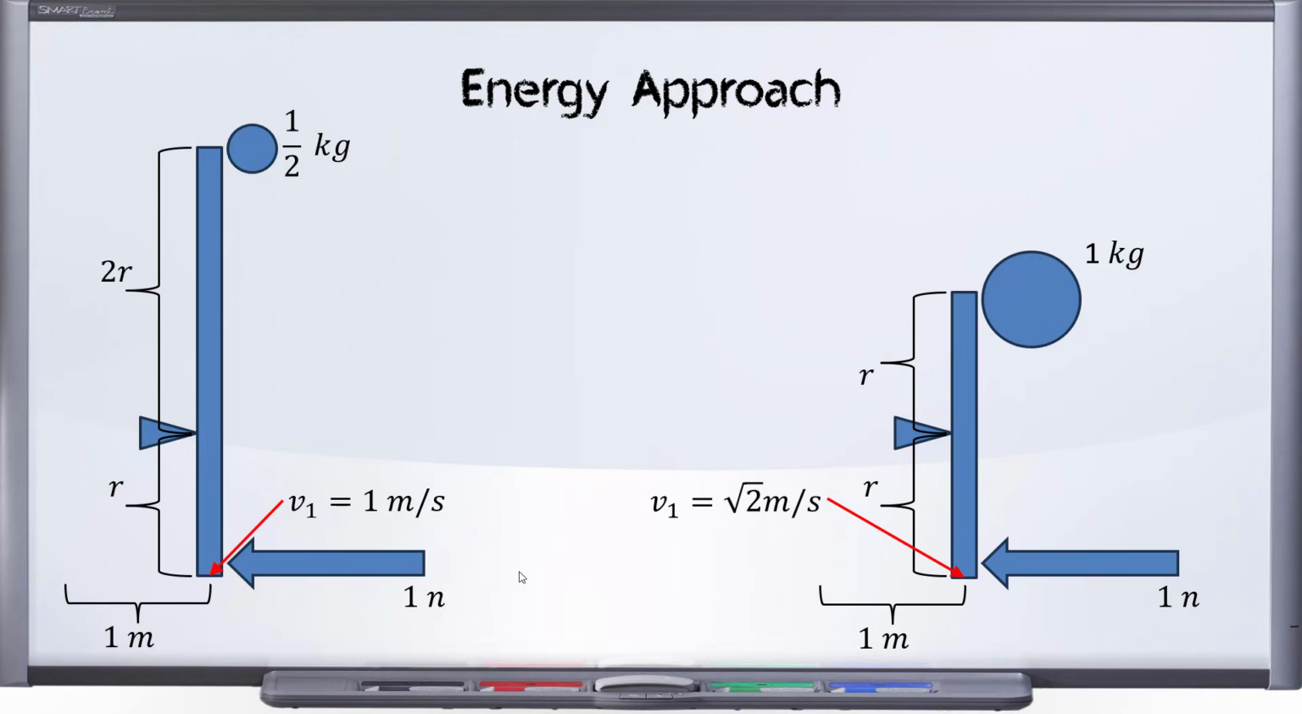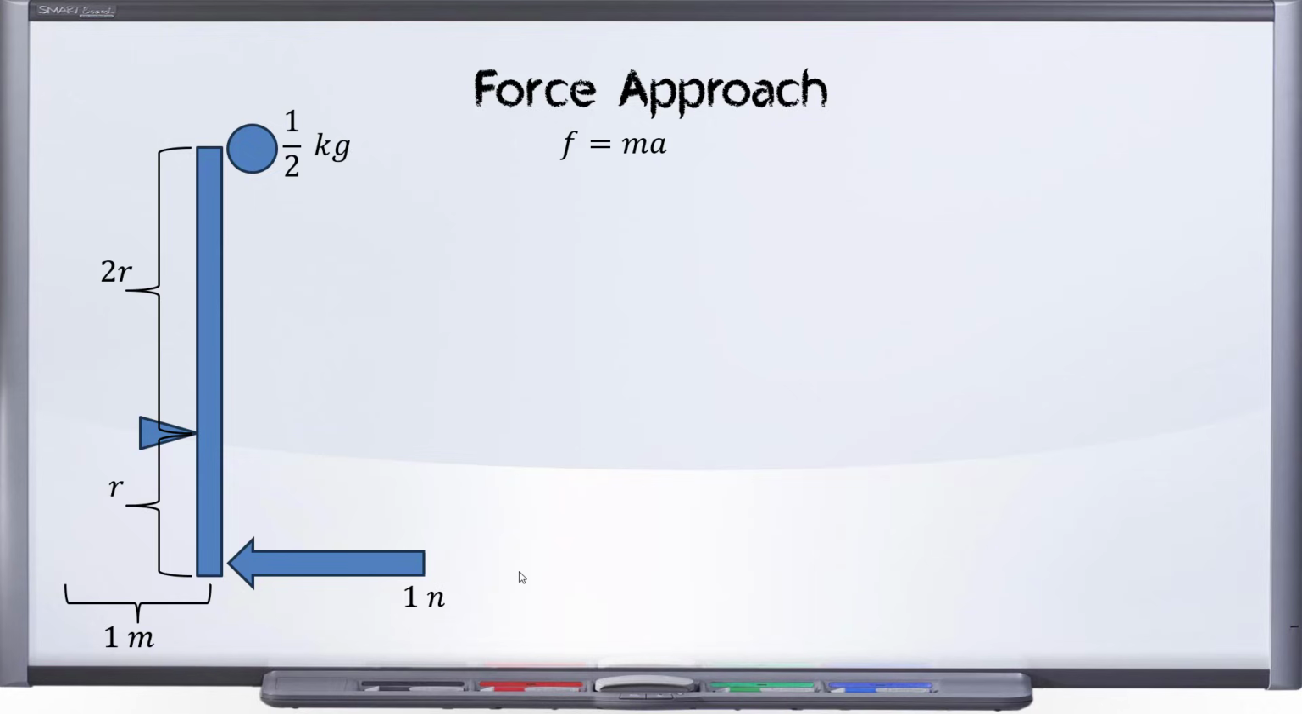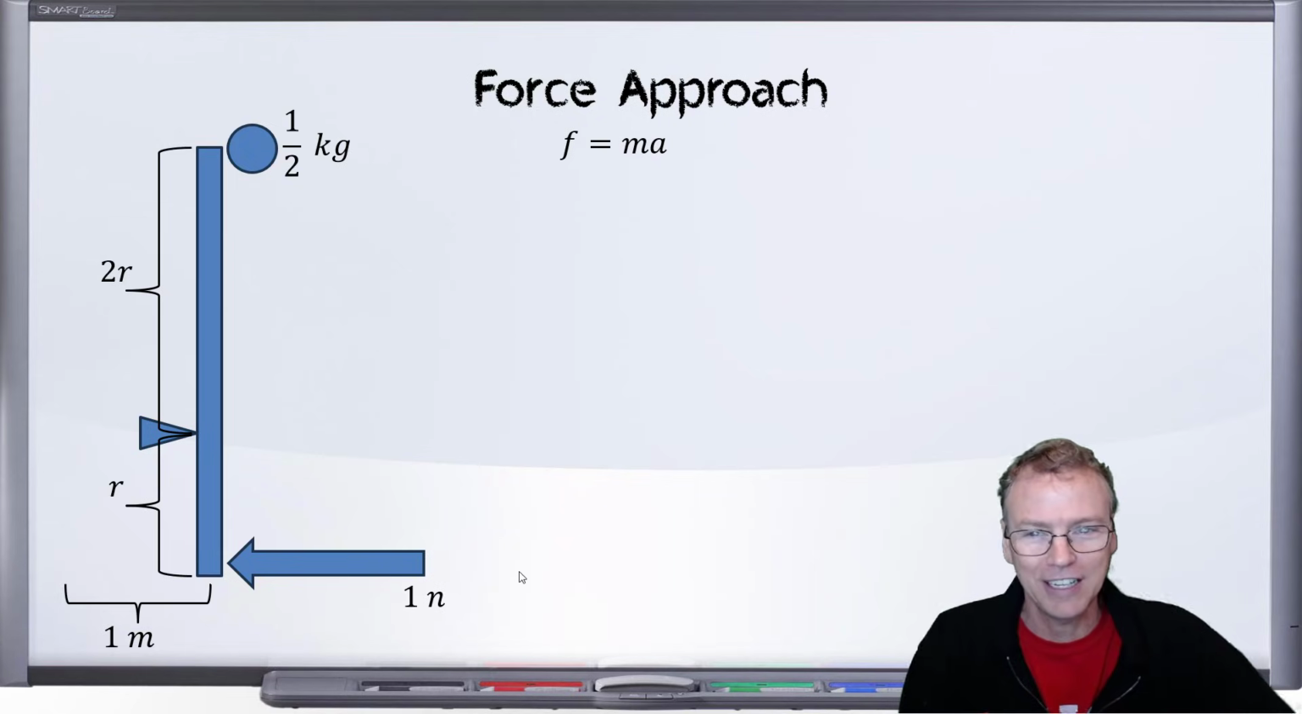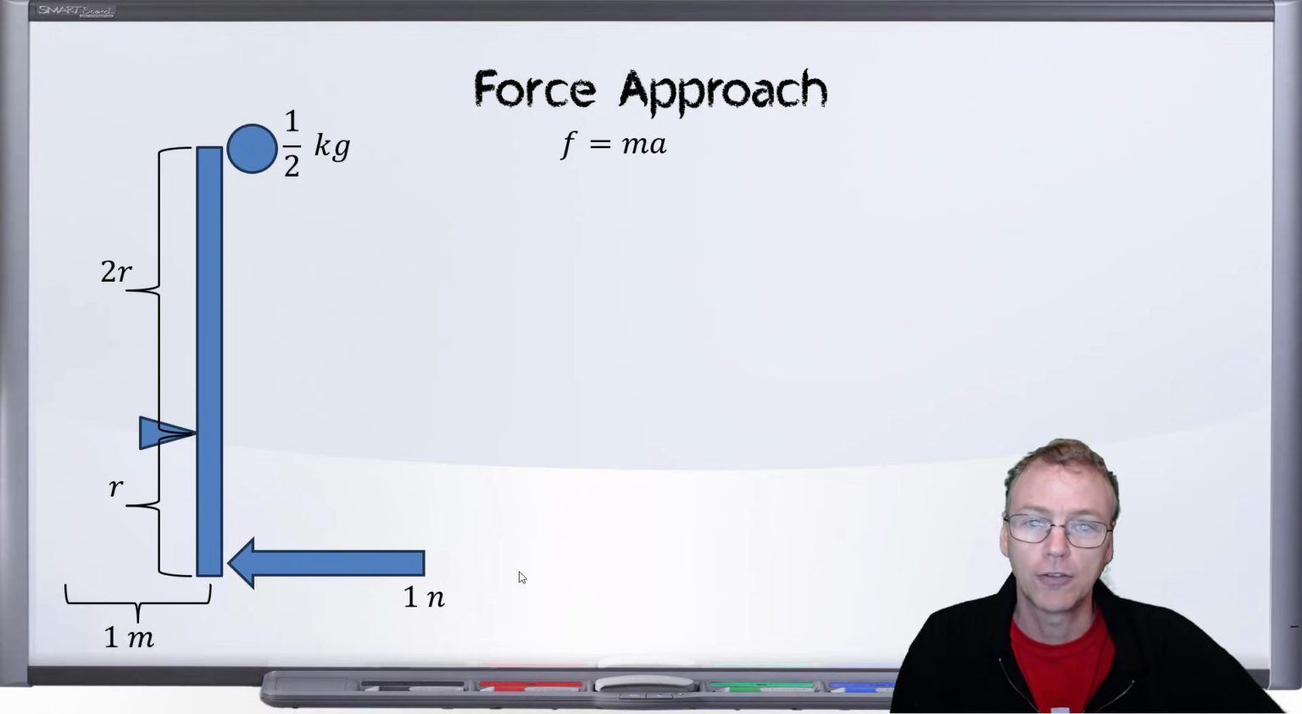So maybe this is telling us that this energy approach is incorrect. Maybe this whole energy thing is wrong, and this is proof that the energy thing is wrong. Let's approach this then in a different way. Let's take the force approach, where we'll start from the equation force equals mass times acceleration. We'll use that to calculate the acceleration and from there work out what the final velocity is.